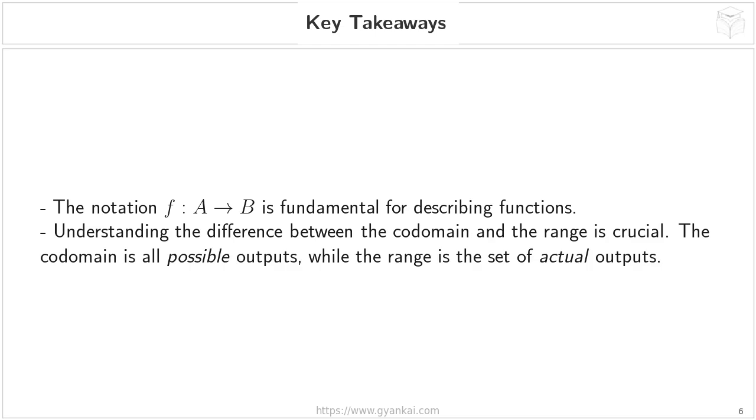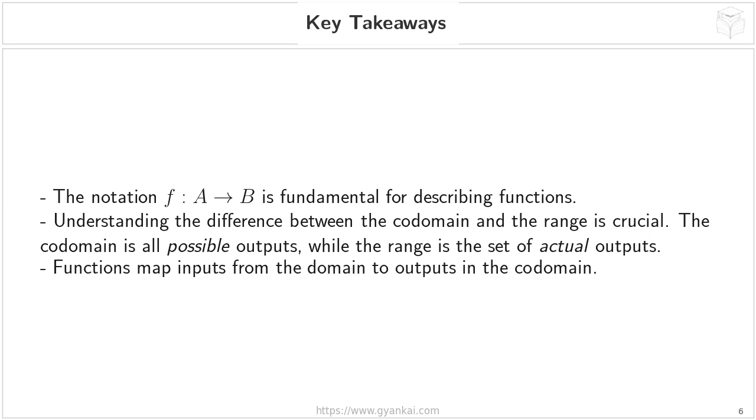Next, and this is where students often stumble, understanding the difference between the codomain and the range is crucial. The codomain is all possible outputs, while the range is the set of actual outputs. Think of it this way. The codomain is like a container that could hold all the possible results of the function. But the range is what's actually inside that container, the values the function really produces when you give it inputs from the domain. We saw this in our examples, where the codomain had some numbers that weren't actually produced by the function, and those weren't in the range.